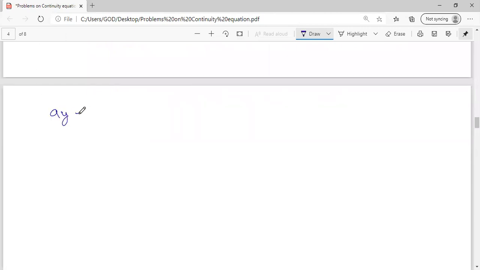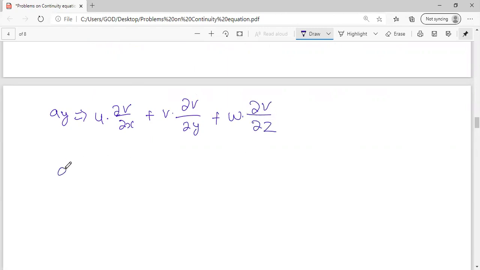Now, parallelly, I want to write acceleration along y. The acceleration along y equation is u into dou v by dou x plus v into dou v by dou y plus w into dou v by dou z. For that, u is x square y, and what is v? First I will differentiate aside, then you will get clarity. v is equal to y square z.